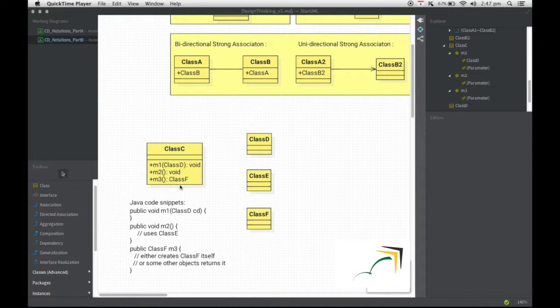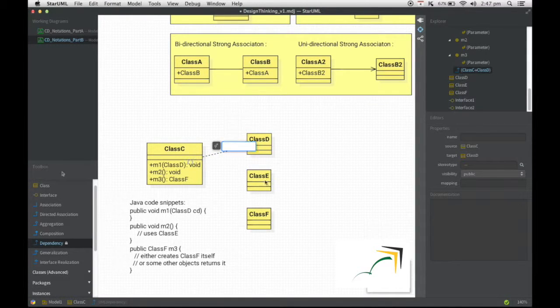So in this case, how do we go about saying what is the relationship between class C and D, E, and F? In this case, we use what is called dependency. I'm going to double click this and draw it between all these three.